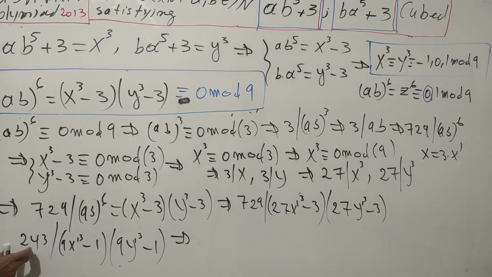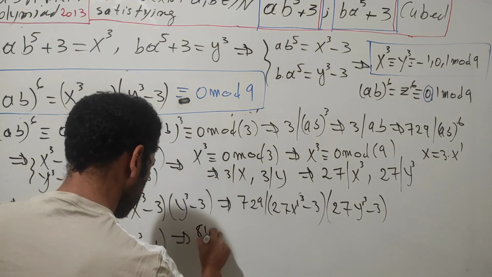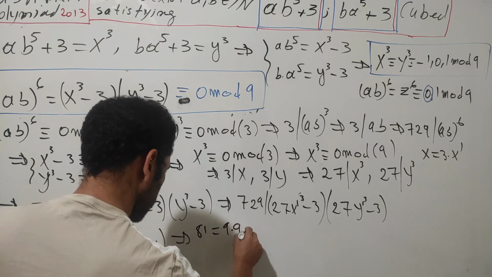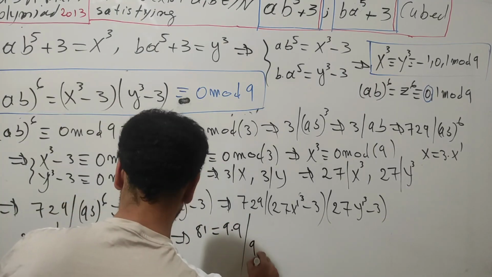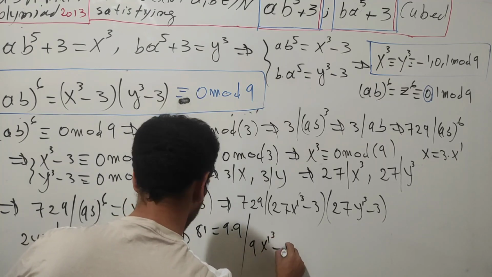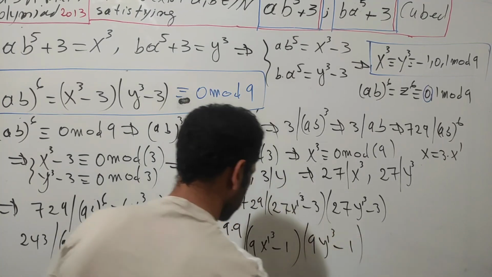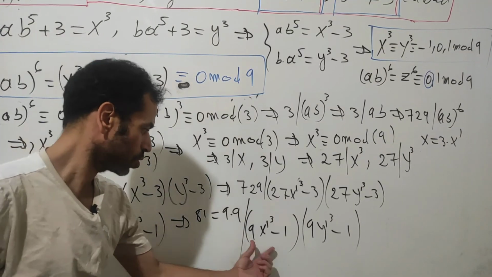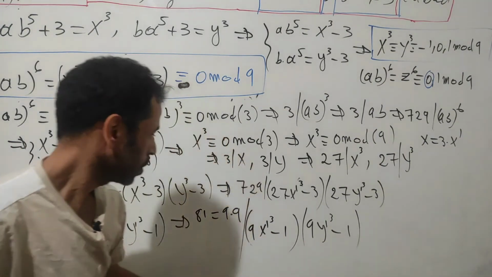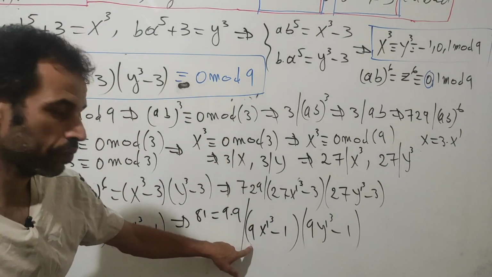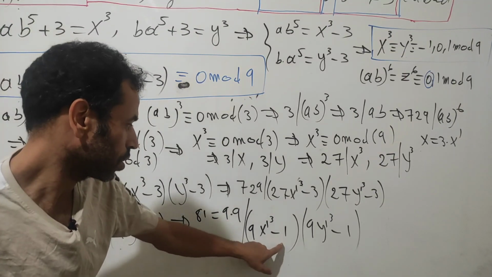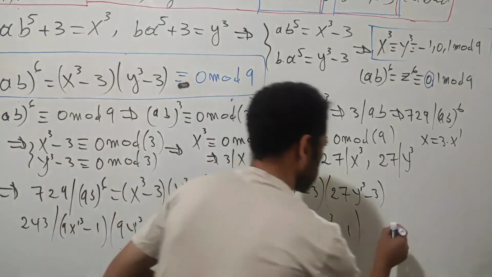243 is a multiple of 9, so 9 divides this one, because we have a big divisor, I'm going to reduce it to the smallest divisor. So 243, which equals 9 multiplied by 9, divides 9x prime cubed minus 1 times 9y prime cubed minus 1, which means 9 divides this one and 9 divides this one. But 9 divides 9 is okay, but 9 cannot divide 1 as well as this one, which means it's clearly a contradiction, it's impossible.